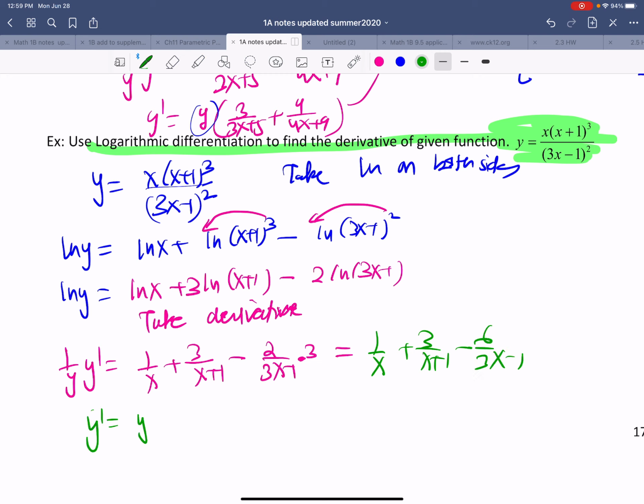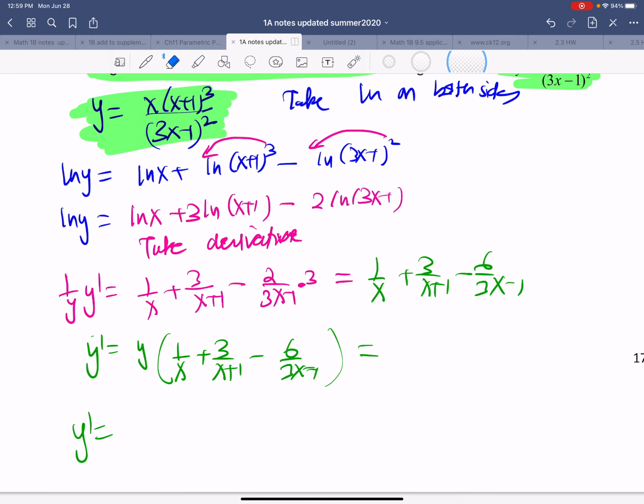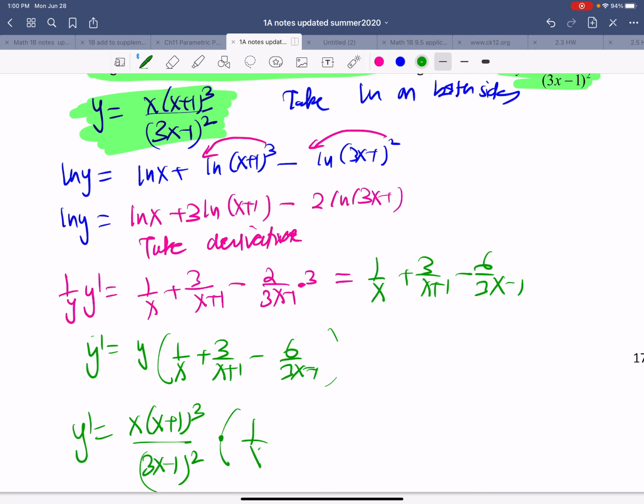To isolate y prime, we're going to multiply both sides by whatever we called y in the beginning. That turns out to be the entire expression, so we replace y by that whole expression. So y prime turns out to be x times (x plus 1) to the third over (3x minus 1) to the second power, times the quantity 1 over x plus 3 over (x plus 1) minus 6 over (3x minus 1).